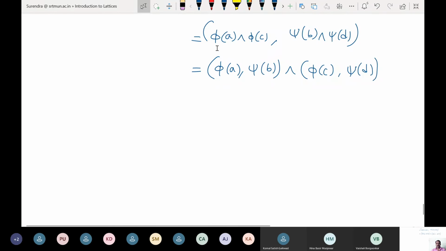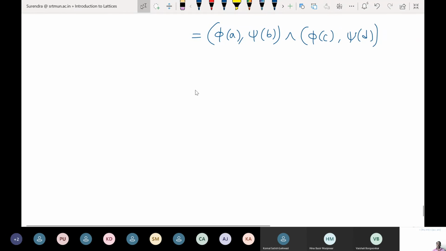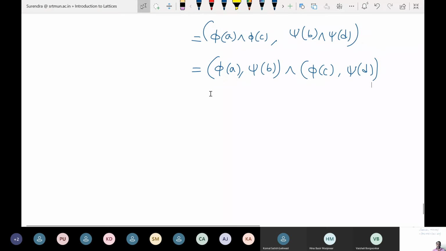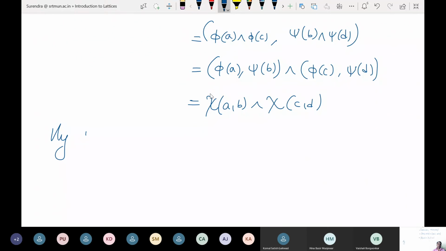Because it is a coordinate-wise meet, we have taken the meet outside and written it as the meet of coordinates, right? But this is by definition the same as chi of (A, B) meet chi of (C, D). Similarly for join, whatever we are getting is true for join. Therefore chi is actually an isomorphism.